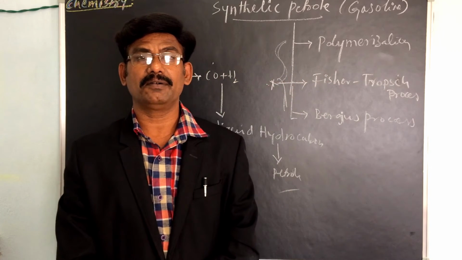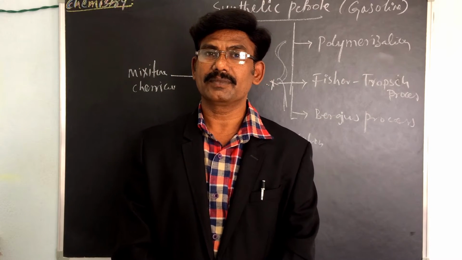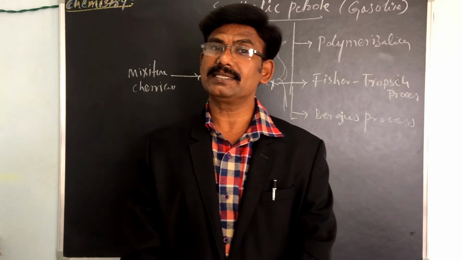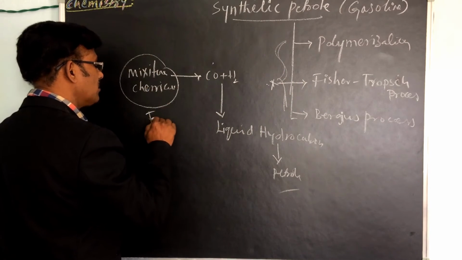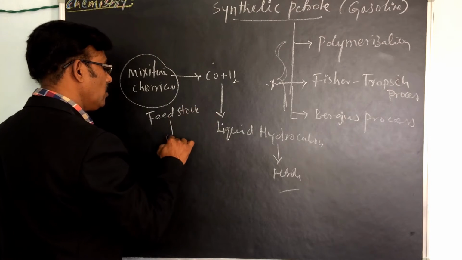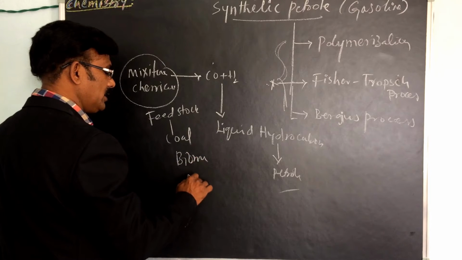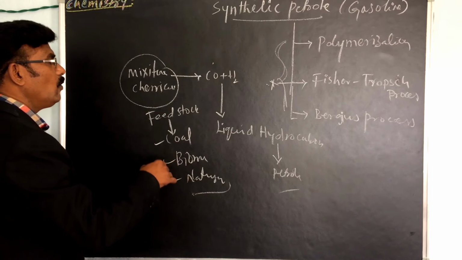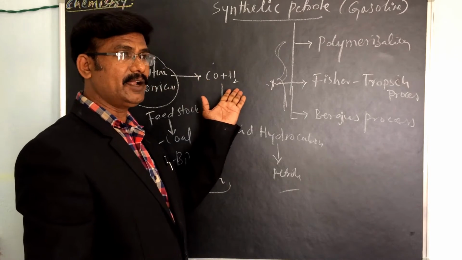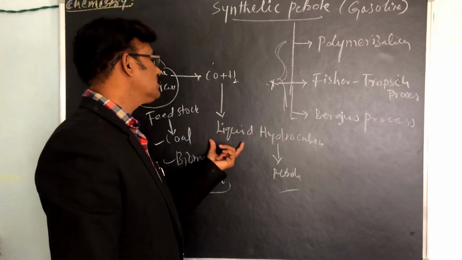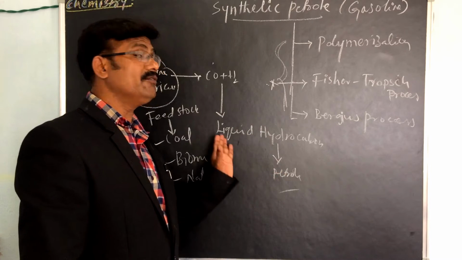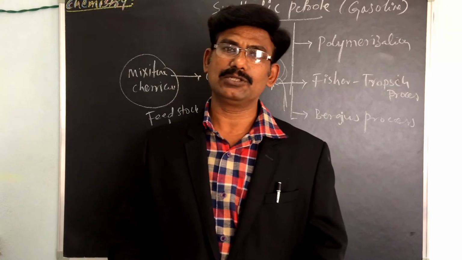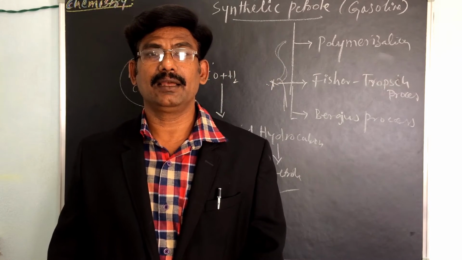When a solid feedstock like coal is used, the solid feedstock is converted into gaseous reactants. We can take coal, biomass, natural gas or coke, whatever we have. All these feedstocks are converted into a mixture of carbon monoxide and hydrogen. This will give liquid hydrocarbons, meaning crude oil. From crude oil we can get lubricant oil, fuels and petrol, simply gasoline.